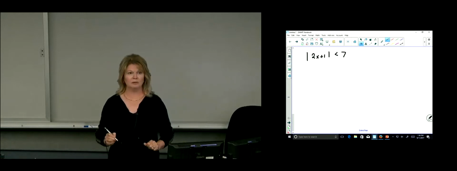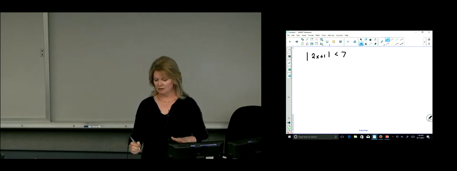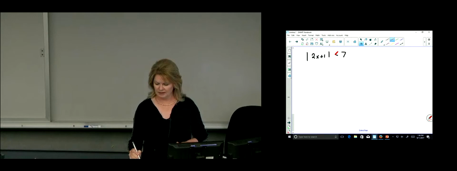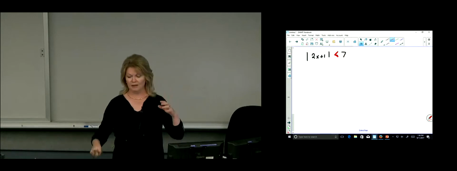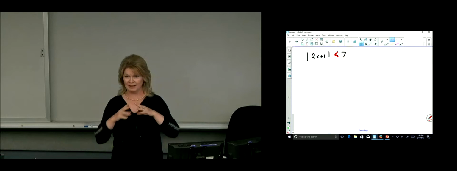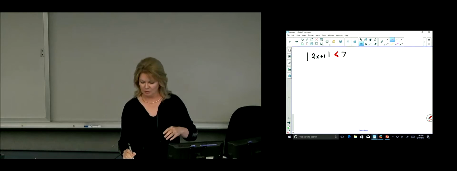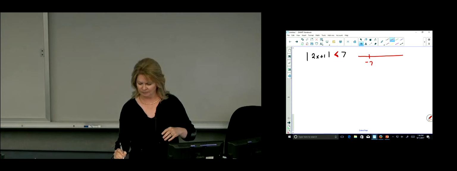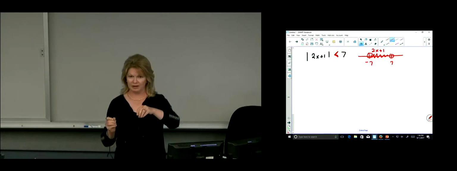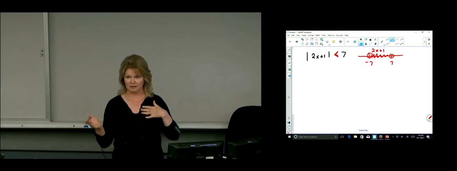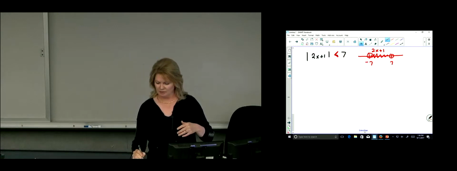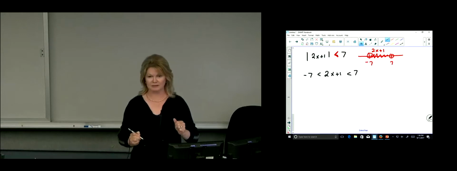The absolute value of 2x plus 1 is less than 7. So again, you see this less than sign. All right, so you should be thinking that's the one that's in between. That's your sandwich, right? Because what has to happen here is whatever my answer is, it has to be between this 2x plus 1. Whatever value I plug in for x has to make that bounce between a negative 7 and a positive 7. So I'll have 2x plus 1 is in between a negative 7 and a positive 7.